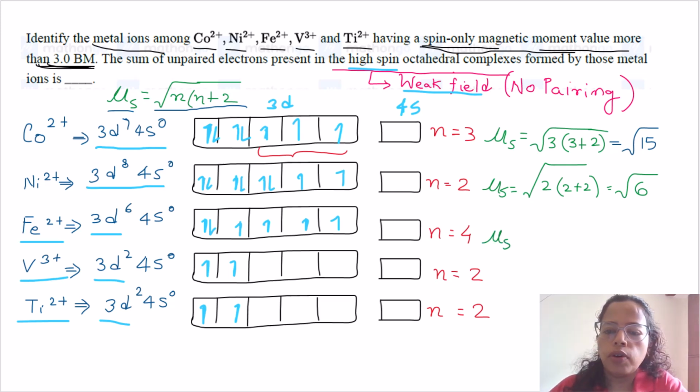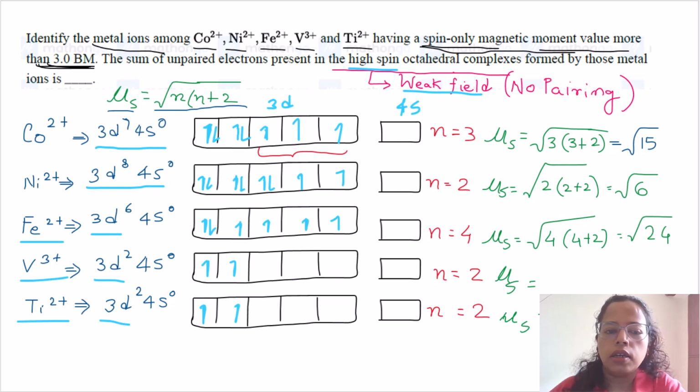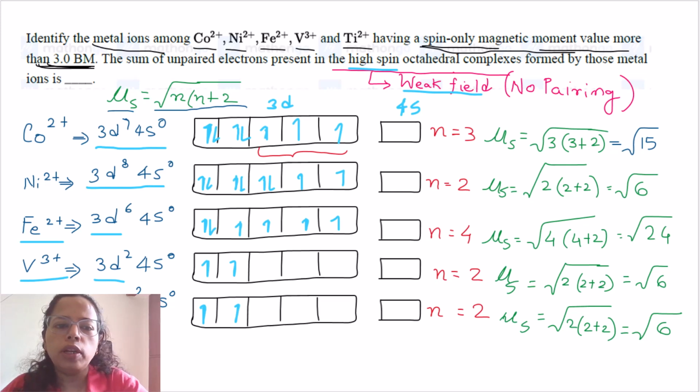Then μs for Fe2+, the number of unpaired electrons here is 4. So that is √(4×(4+2)) = √24. The μs for vanadium 3+ and titanium 2+ will be the same because they have the same number of unpaired electrons, 2 unpaired electrons, same as nickel 2+ as well. We have the μ spin-only values for all the metal ions.